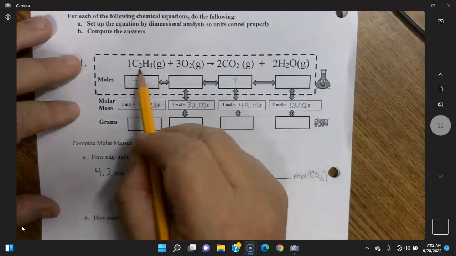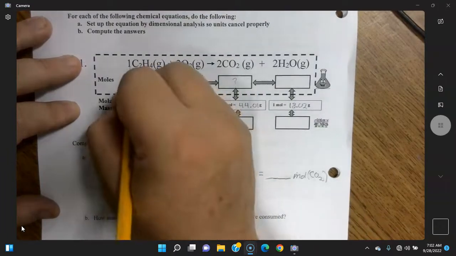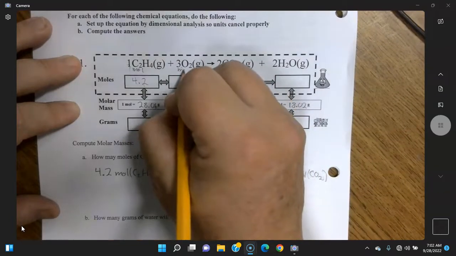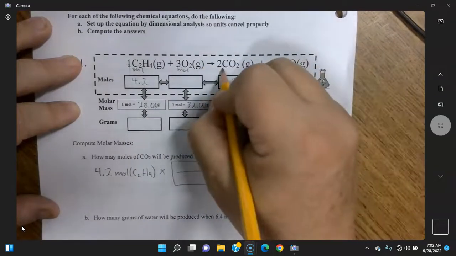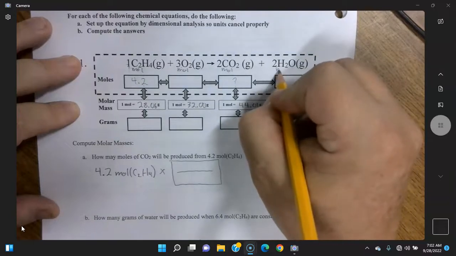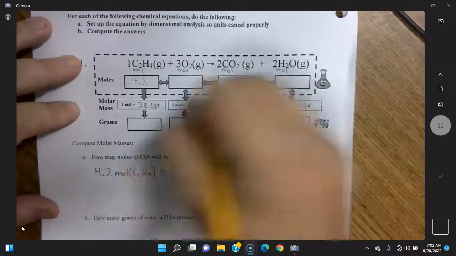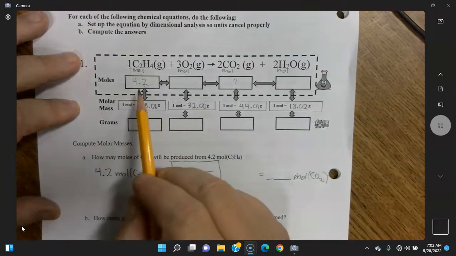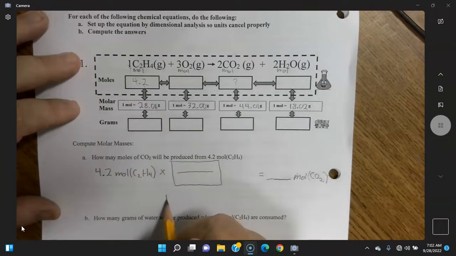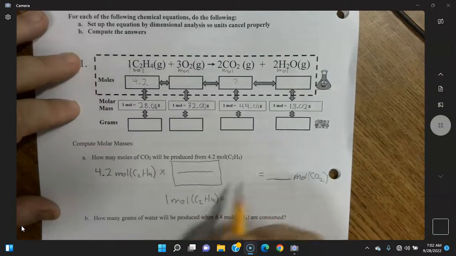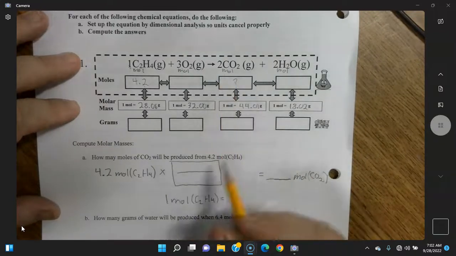1 mole C2H4, you could just add the word mole below each coefficient here. You just kind of squeeze it in there. 3 moles O2. 2 moles CO2, 2 moles H2O. Again, it's in the moles row, so that tells you they're all moles anyway. So 1 mole C2H4 equals 2 moles CO2.